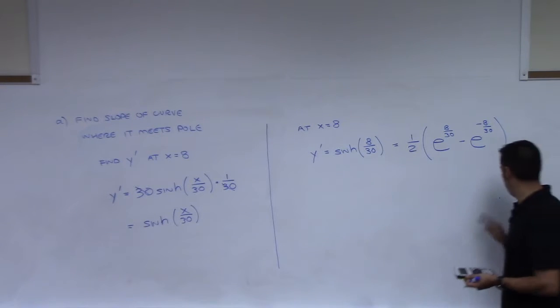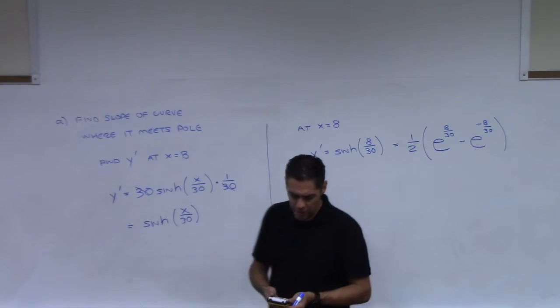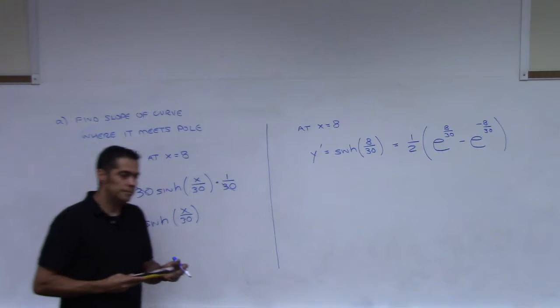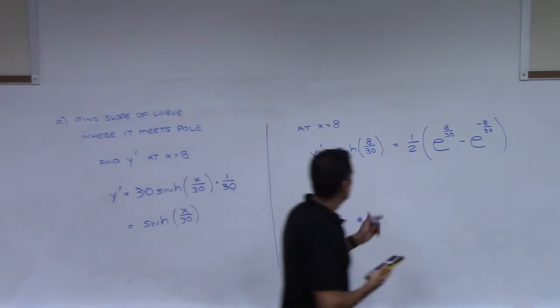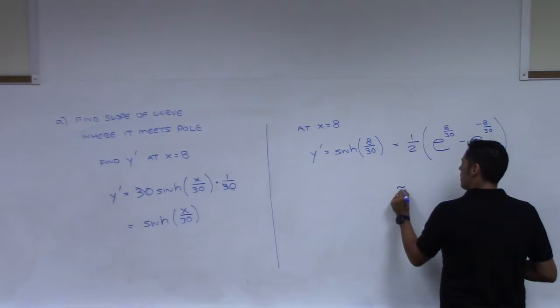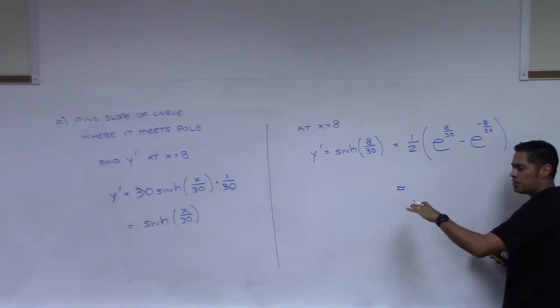Anybody have an answer? You can feel free to share it. 0.2698. Yep, I'm getting the same thing. Let's say that it is approximately, so we'll use the squiggly equals.